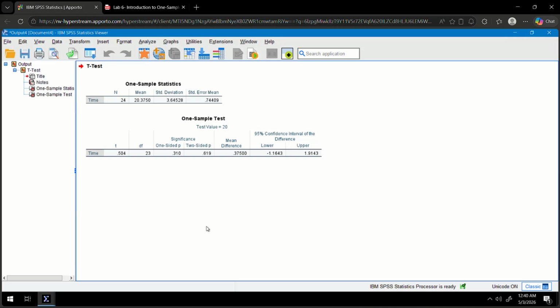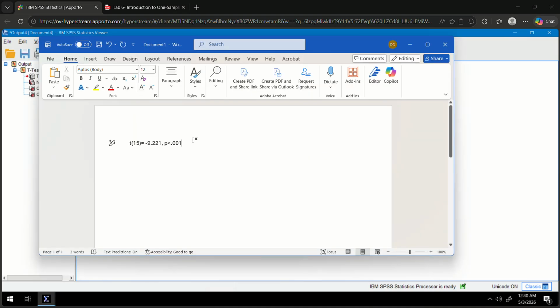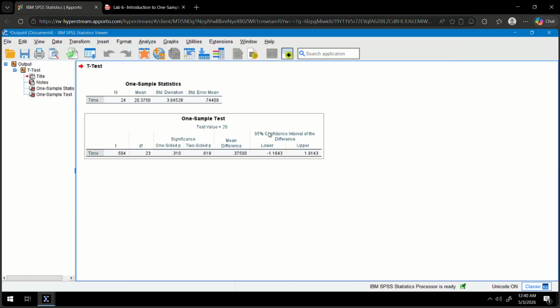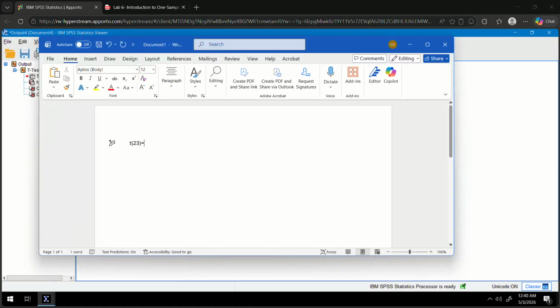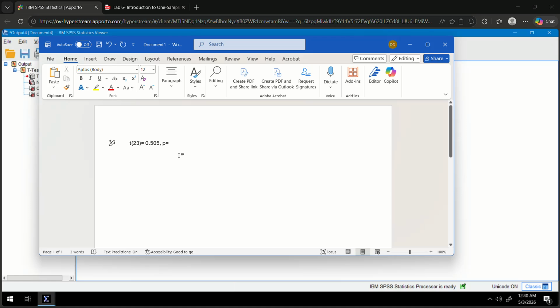So I'd write t, 23. Let me see if I can write that up. For this one, it'd be t, 23 degrees of freedom in parentheses, and then the value is 0.504. And our p-value is not good here. It is 0.310, one-tailed test.